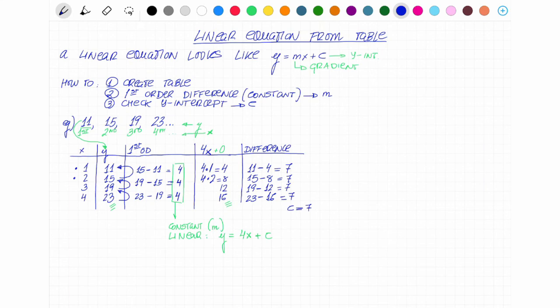So once you got everything, you can put here everything together. y equals mx plus c. Your m is 4. 4x plus c, 7. We've got the equation, which is what they ask us. We box it, and we're done.